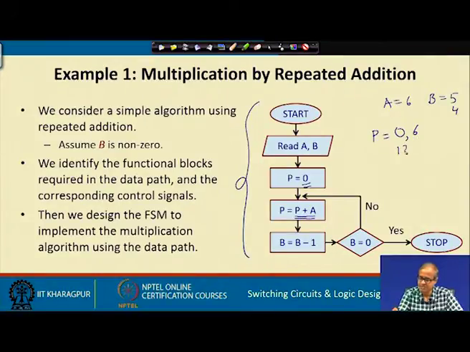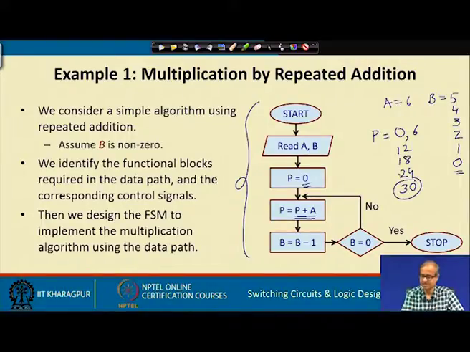So, now this becomes 12, decrement B again, it becomes 3. B is 0? No, go back, again add A, 18, decrement B, not 0, go back. So, again add, 24, decrement B, not 0. So, we again add, 30, decrement B, and now B becomes 0. So, B becomes 0, you come out, and whatever is in P, that is your final result.